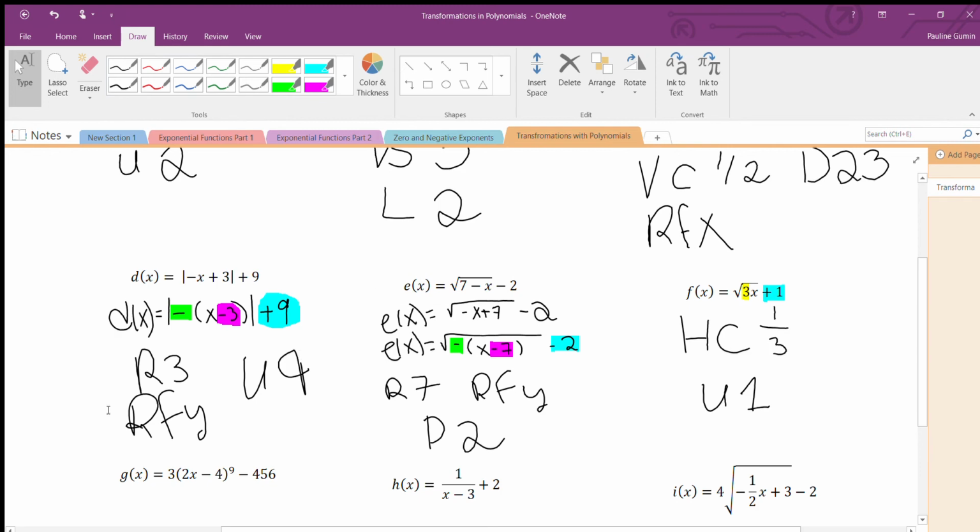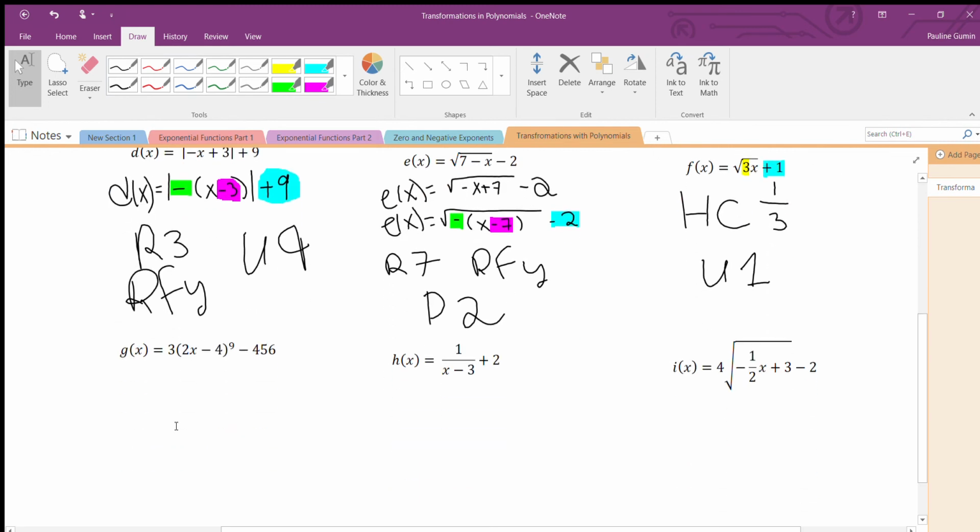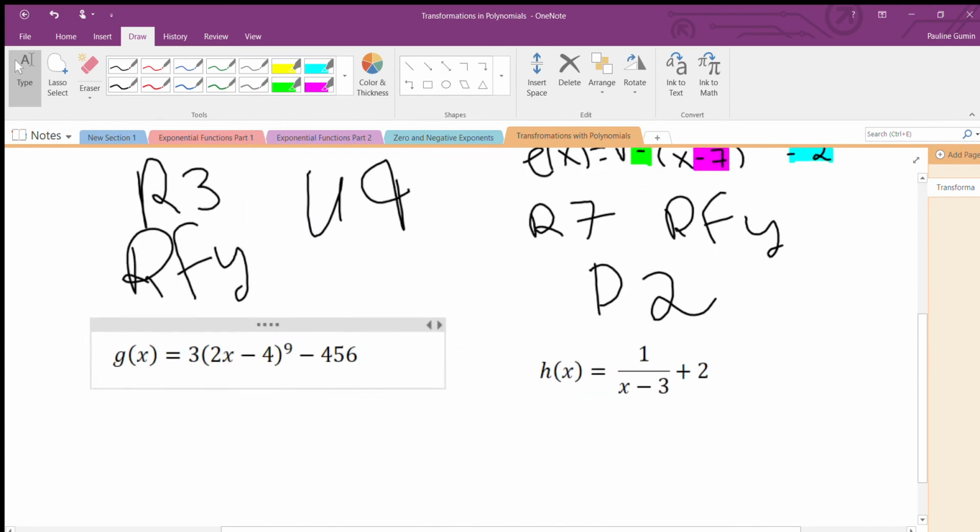Okay, that was funky. Let's try it again. All right. I see a bunch of stuff inside those parentheses in letter G. And I noticed that we can factor something out. And we actually kind of have to. We don't have a choice. If we want to talk about all the transformations, we need to make sure it's completely factored.